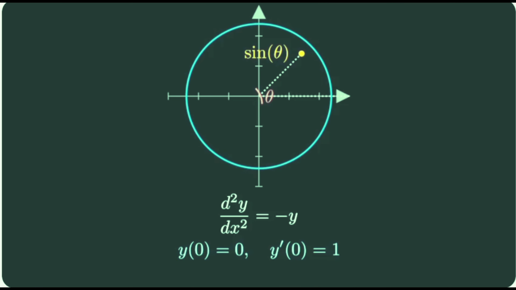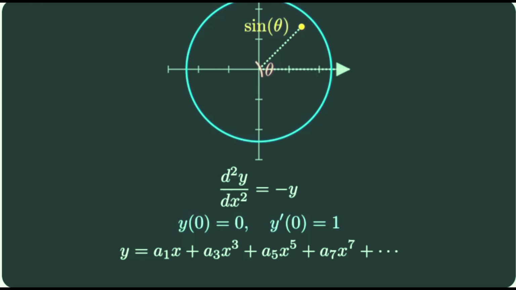Instead of a Taylor expansion, Newton used a clever series guess. He assumed that the solution can be written as an odd power series, because sine is an odd function. We write y equals a 1x plus a 3x cubed plus a 5x to the fifth, and so on.